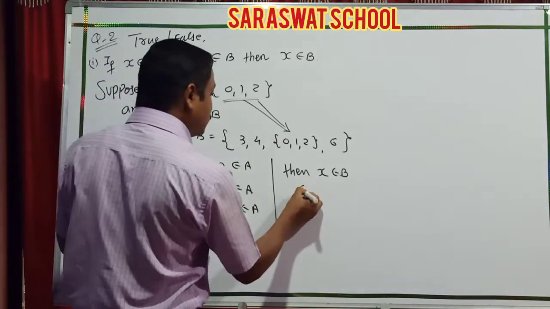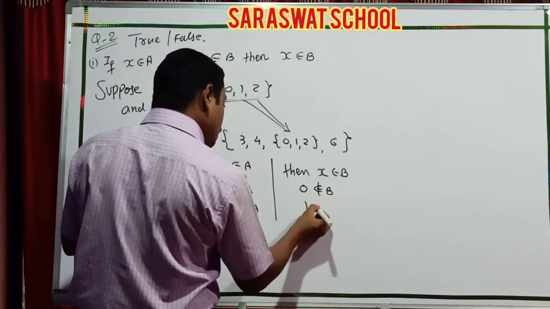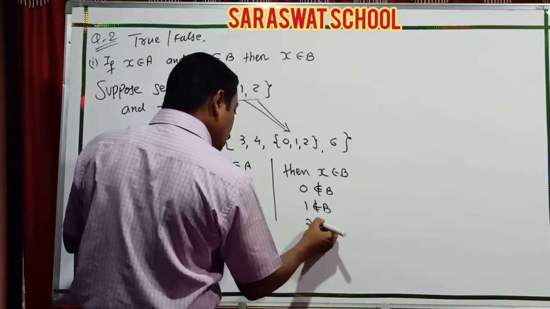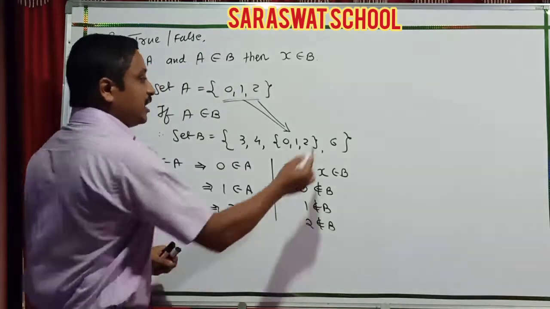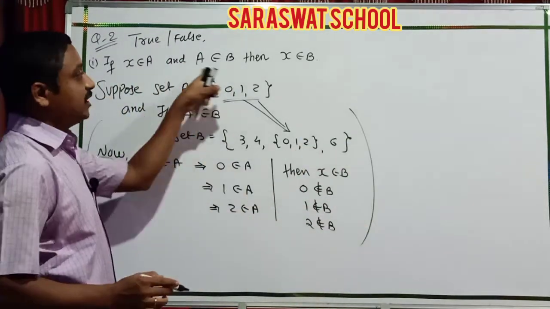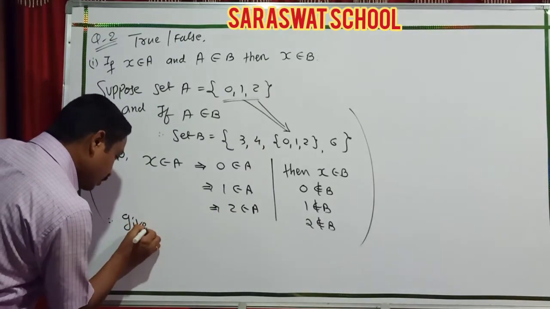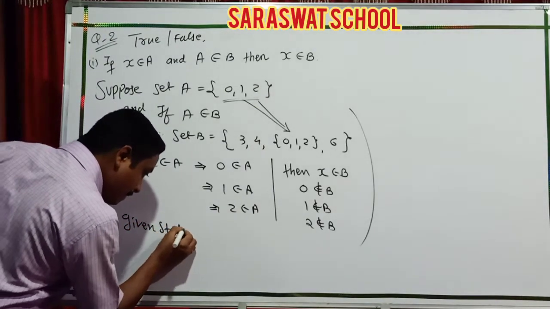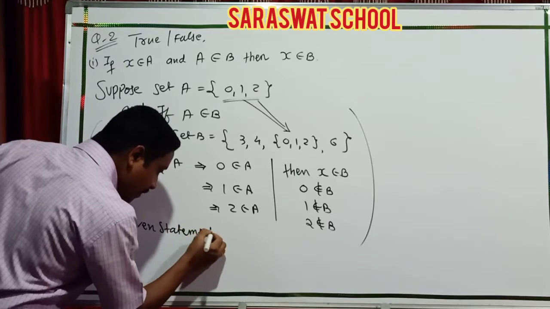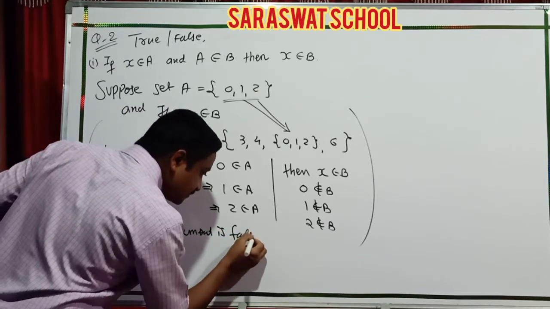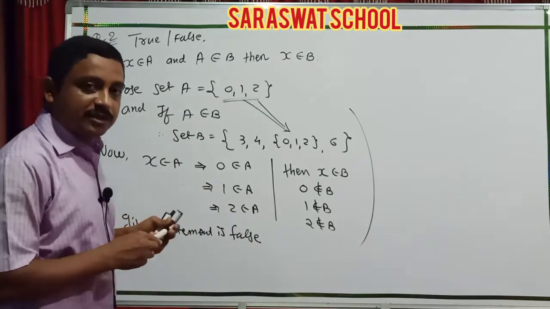So here I write down: 0 does not belong to B, 1 does not belong to B, 2 does not belong to B. Indirectly, this statement is false. Therefore, the given statement is false. Are you clear, students?